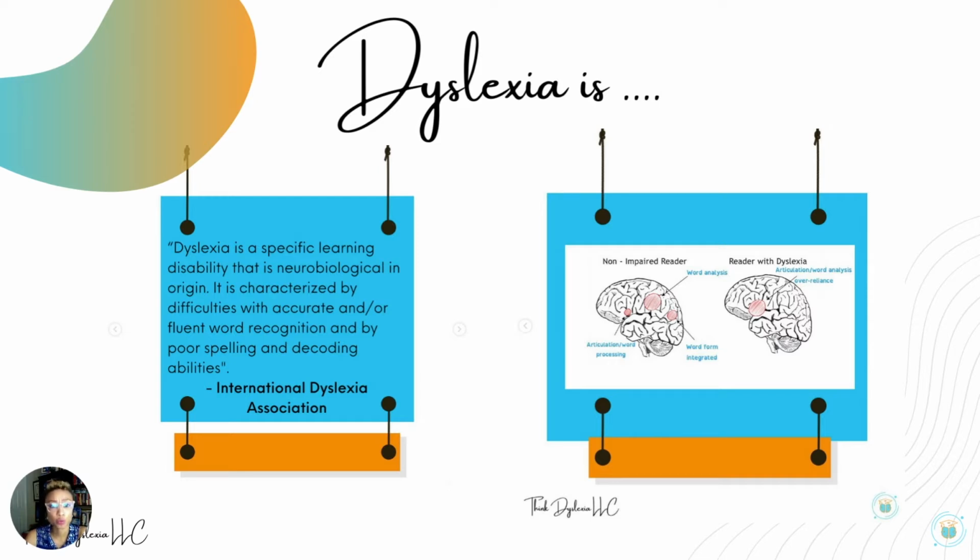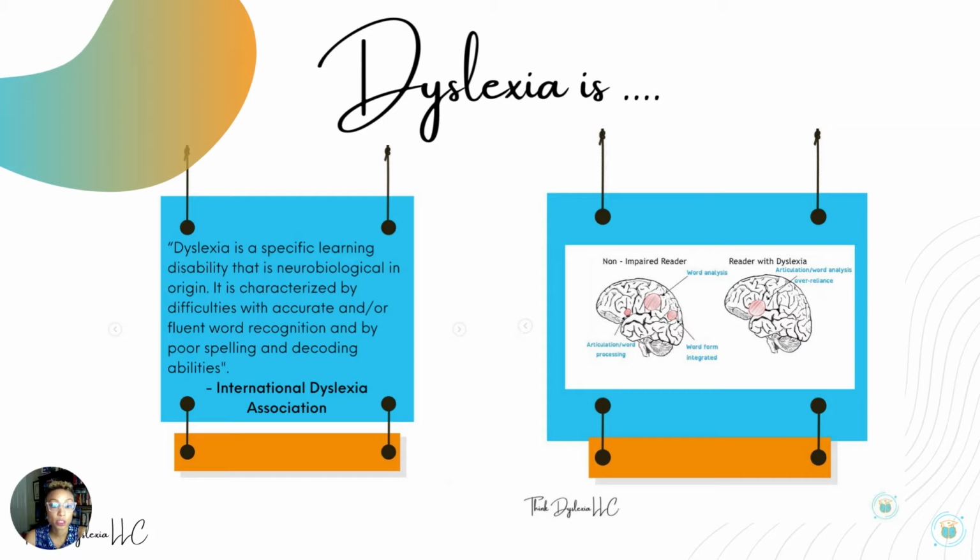This picture over here to the right shows two pictures of a brain. On the left, it says non-impaired reader. It shows three areas in the brain that, when you're teaching kids to read or giving them language, and really kids hear language from the time they're in the womb, but reading is not innate. That's something you have to explicitly teach. If you have a typical brain, you see these three areas: word analysis, word form integration, and articulation, word processing. These areas light up when language is being introduced.